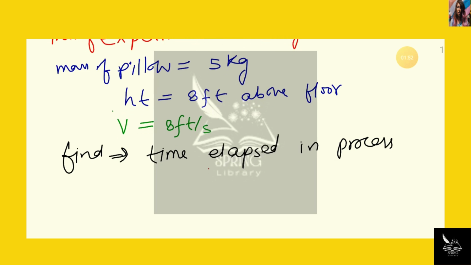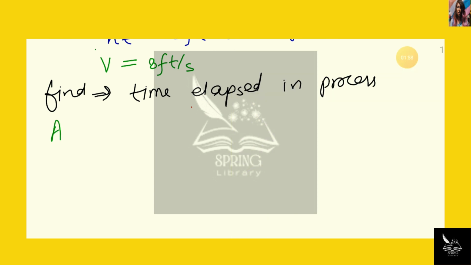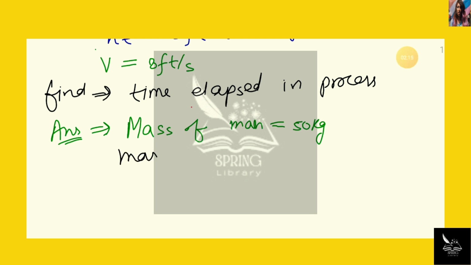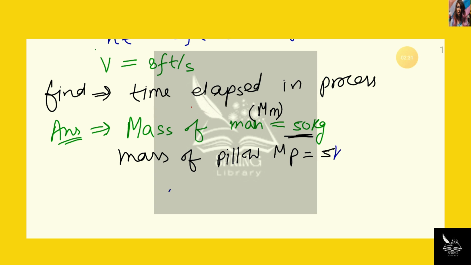So now let's start answering this question. In the answer, I can say that the mass of the experimenter, or the man, is given, that is equal to 50 kg, and the mass of the pillow is given, that is mp equal to 5 kg.